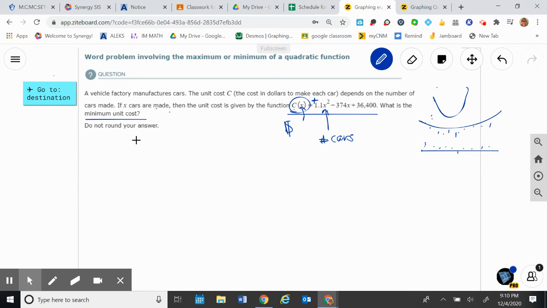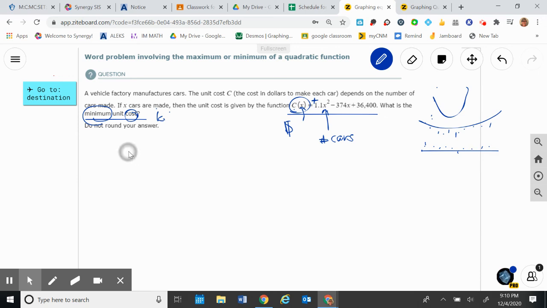Okay, anyway, it says, what is the minimum cost? What is the minimum unit cost? So what are they asking you for? When they say minimum, they're asking you for the K. So you could go to Desmos graphing, find the vertex, and then just get the Y value of the vertex, because they're asking for the minimum cost. So you know that's a Y value.